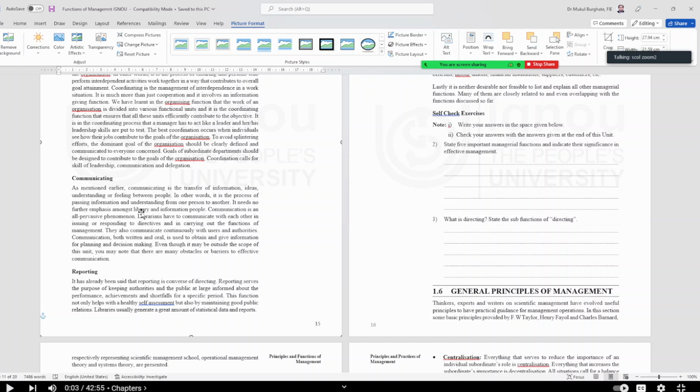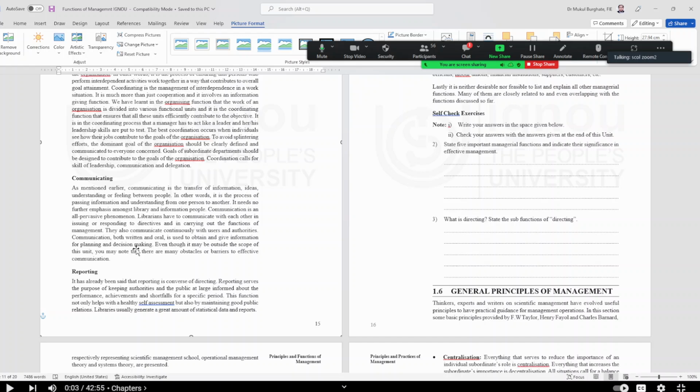What is reporting? It has already been said that reporting is the converse of directing, and it is the opposite. Directing will always go downward. The top management will direct the middle management, and the middle management will direct the lower level management. Whereas reporting will go in the reverse fashion. Reporting serves the purpose of keeping authorities and the public at large informed about the performance, achievement and shortfall for a specific period.